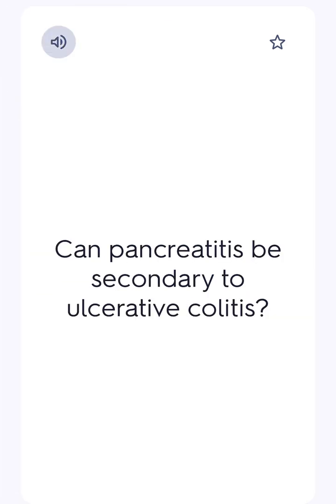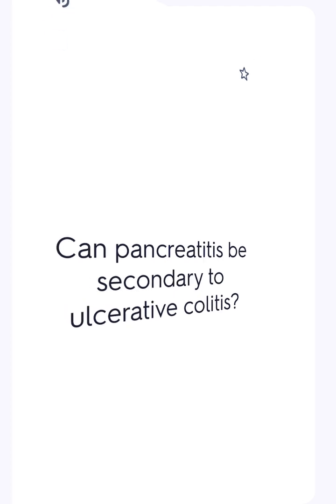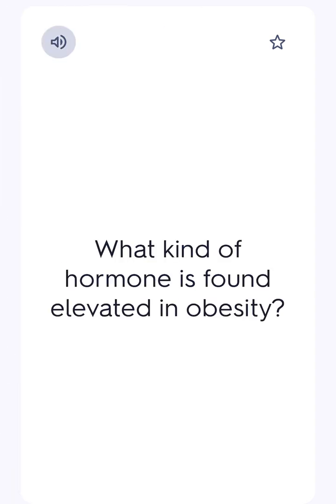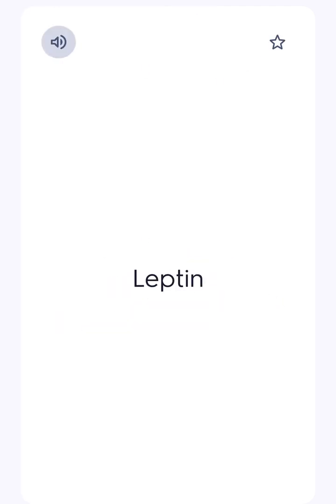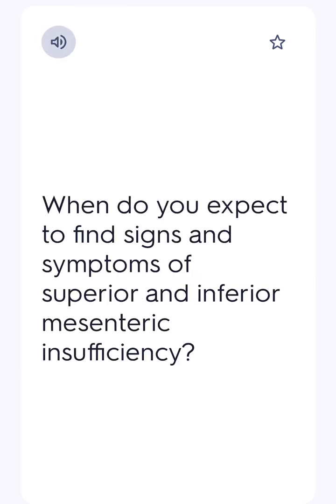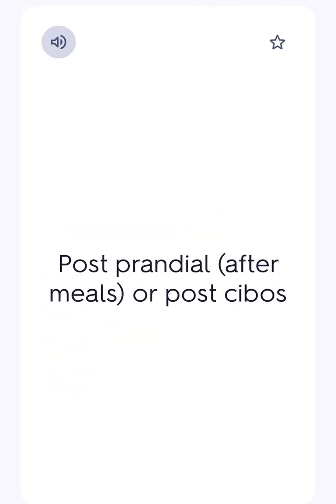Can pancreatitis be secondary to ulcerative colitis? False. What kind of hormone is found elevated in obesity? Leptin. When do you expect to find signs and symptoms of superior and inferior mesenteric insufficiency? Postprandial or post-cibos.